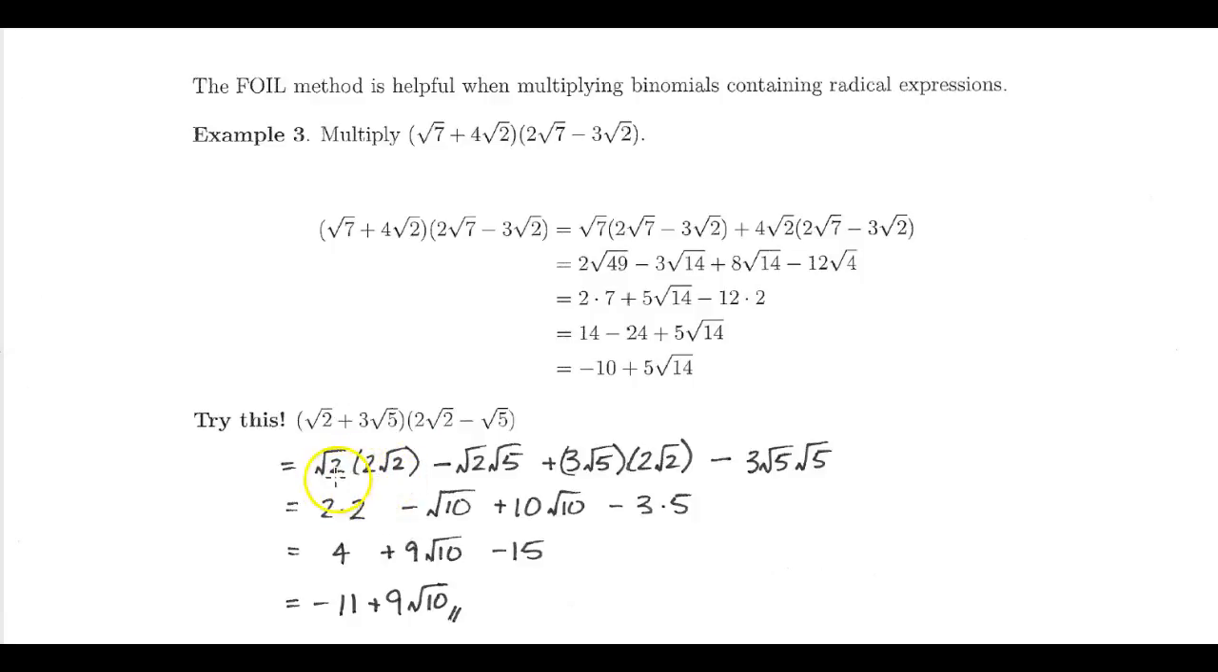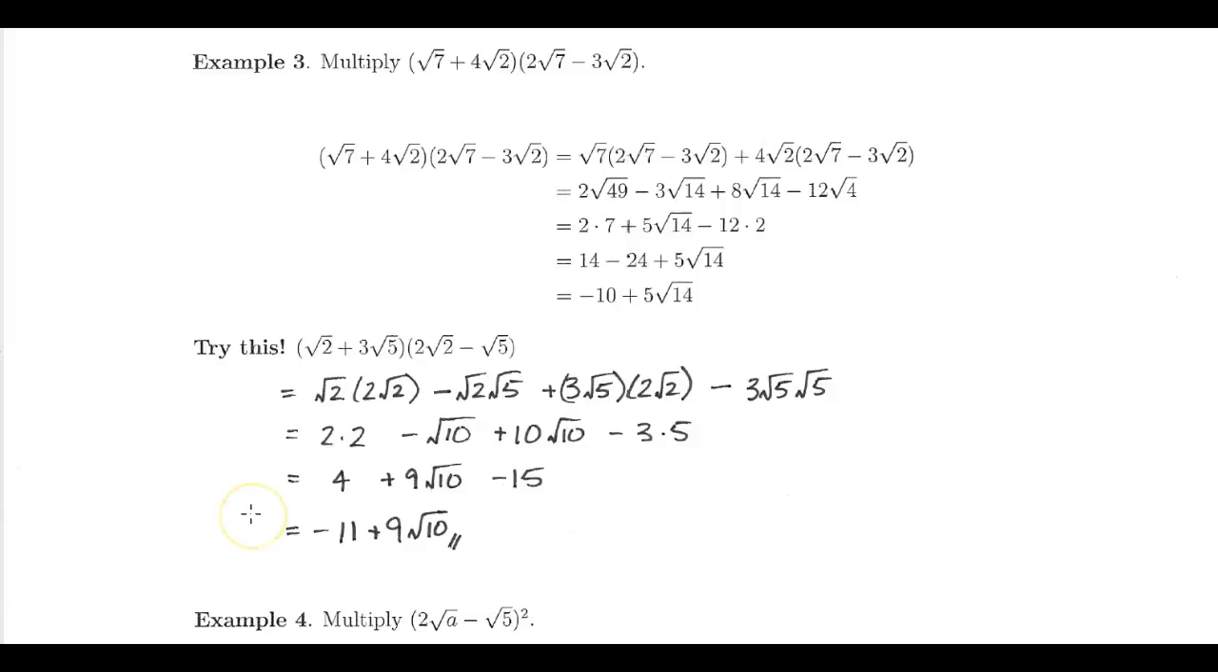So root 2 times root 2 is root 2 squared, so that's 2. So we have 2 times 2 here, minus root 10. And I'm making mistakes here, but this should be 3 times 2 is 6, so we should have 6 root 10 here. Root 5 times root 5 is 5. 5 times negative 3 is negative 15. So here we should have 5 root 10 instead. So 4 plus negative 15 is negative 11 plus 5 root 10. So if you have negative 11 plus 5 root 10 as your answer, that's the correct answer, and I apologize for making mistakes there.